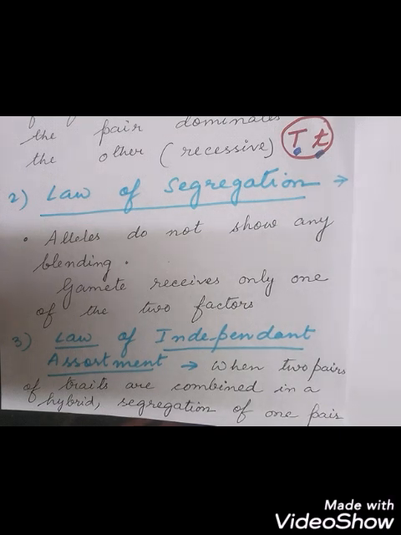At the time of gamete formation, जब भी gamete formation होगा, the two pairs of traits, जो two pairs of traits हैं that are combined to form the hybrid, so segregation of one pair of characters, one pair जब segregate होगा ना, अलग अलग होगा, it is independent of the other pair of characters. उसके साथ उसका कोई मेल नहीं है, they are all independent. So they get randomly arranged in the offspring.